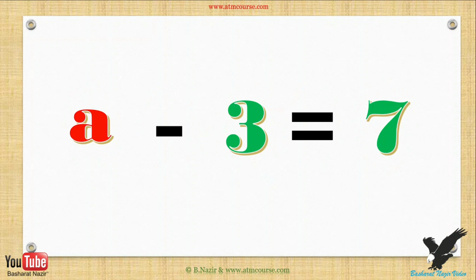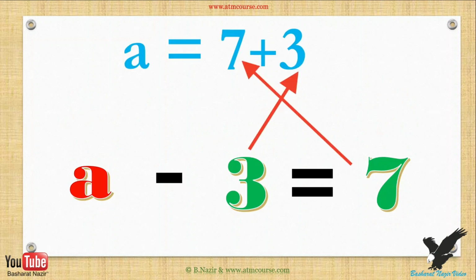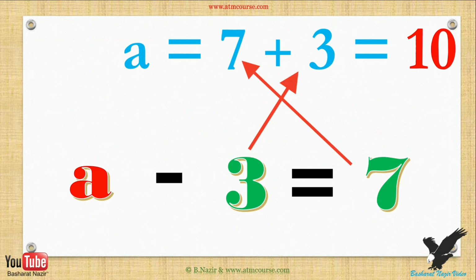First, look to see if you can find the missing answer by working it out in your head. If you can't, then use the following method. Shown in blue is how you work out the answer. Your answer is found by adding 7 to 3, as shown. In this case the answer is 10.